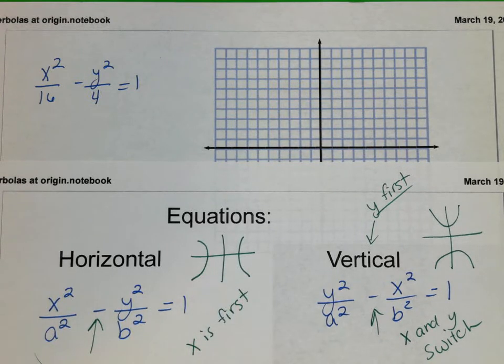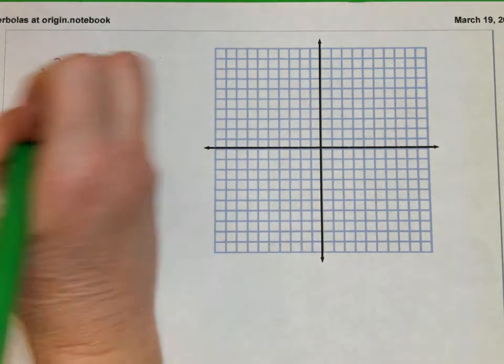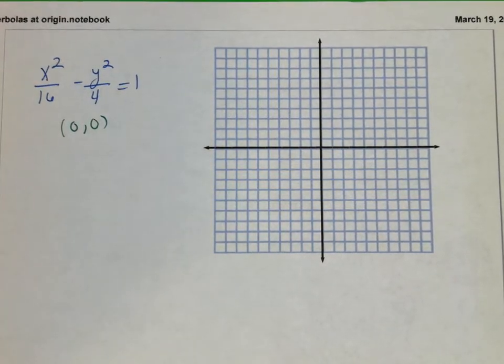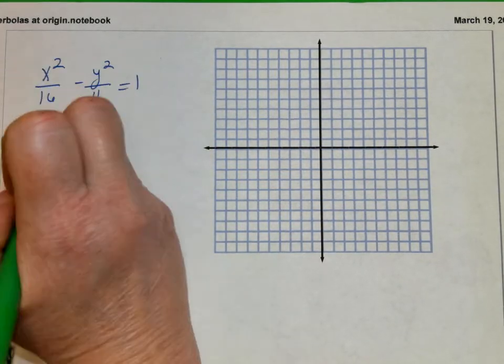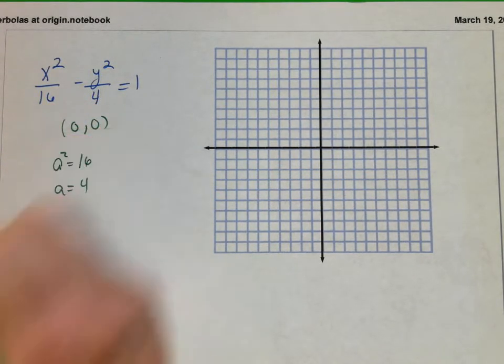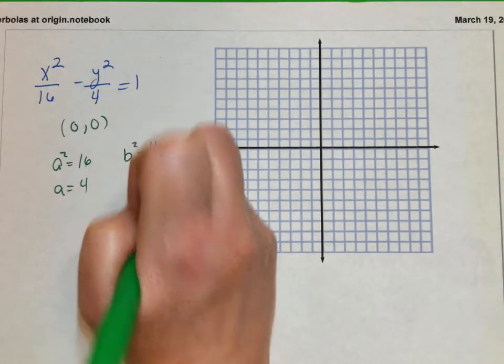Now this one gets a little tricky, so let's take a look at how we're going to graph this. First of all, we need to identify our A, our B, and our C, and I'm going to bring out a couple extra colors here. First of all, we know we're going to start counting at 0, 0. That's a given because of today's lesson. We also know that A squared is 16, so A must be 4. We know B squared is 4, so B must be 2.